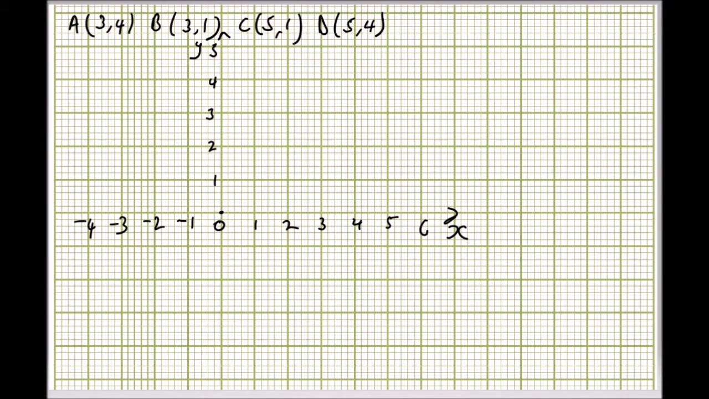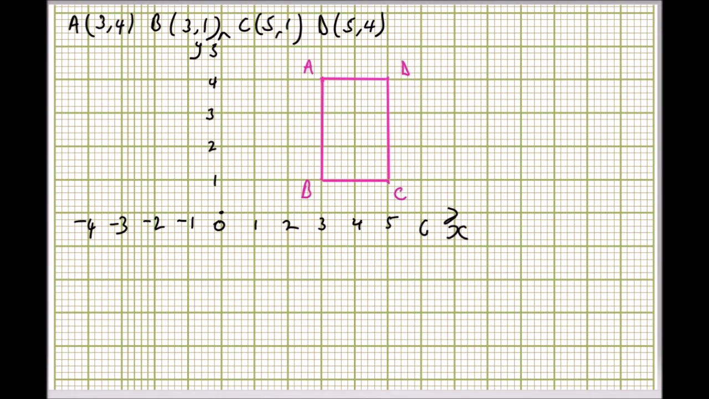So let's start by plotting the object. (3, 4), we have our point, that is our A. Our B is (3, 1), so we have our B. Our C is (5, 1), this is C, and our D is (5, 4). So that is our object. What remains is to join the four points and come up with a rectangle. So this is the rectangle that we have come up with.